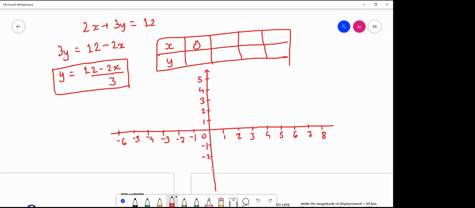It will be 4. Very nice. So 12 into 2 into 0 will be 0. 12 minus 0 by 3, it will be 4. Now similarly, we will have to put different values.